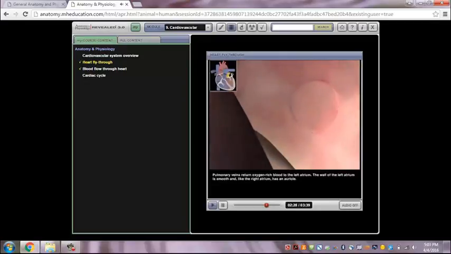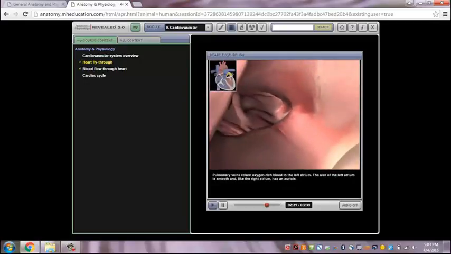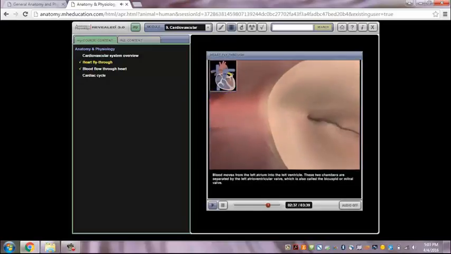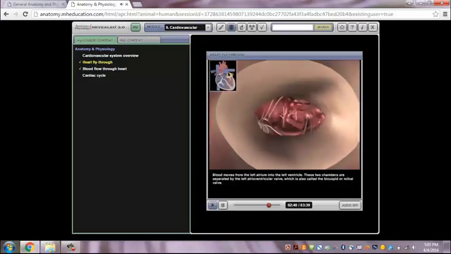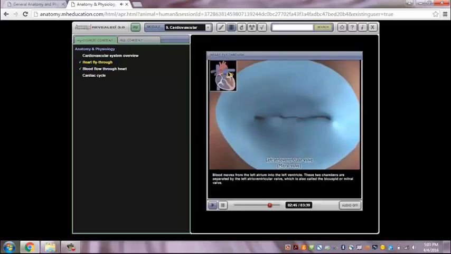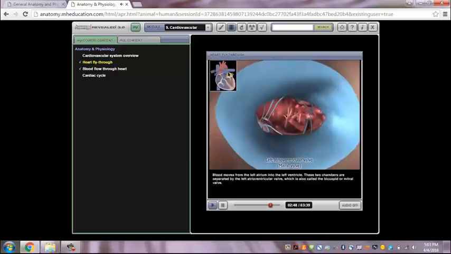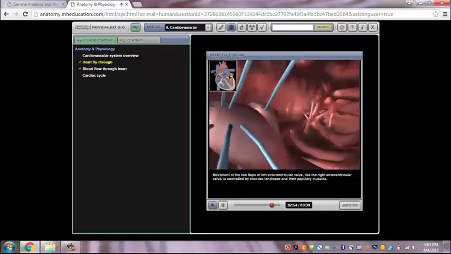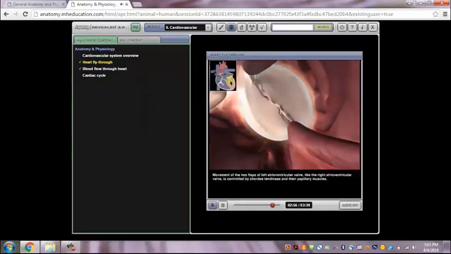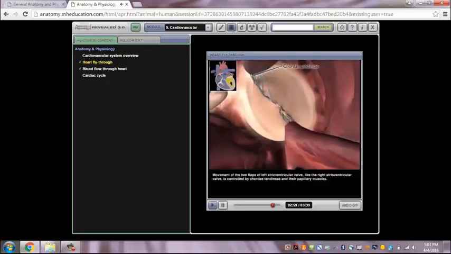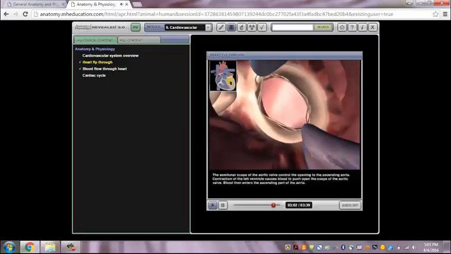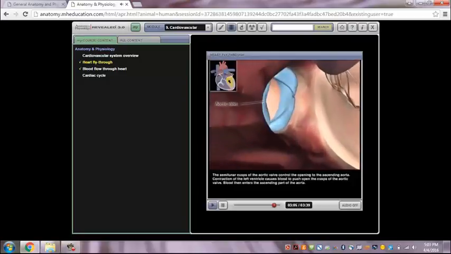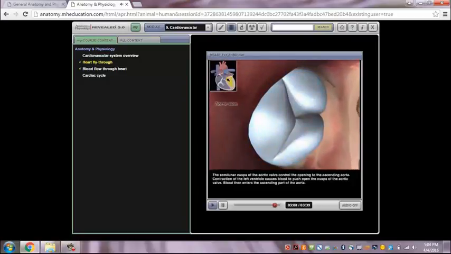The wall of the left atrium is smooth and, like the right atrium, has an auricle. Blood moves from the left atrium into the left ventricle. These two chambers are separated by the left atrioventricular valve, which is also called the bicuspid or mitral valve. Movement of the two flaps of the left atrioventricular valve, like the right atrioventricular valve, is controlled by chordae tendineae and their papillary muscles. The semilunar cusps of the aortic valve control the opening to the ascending aorta.